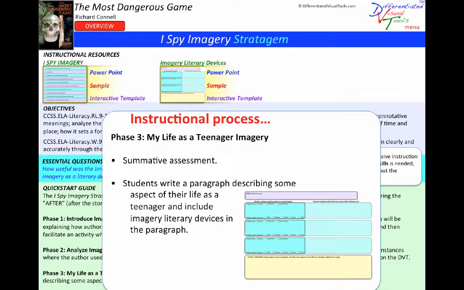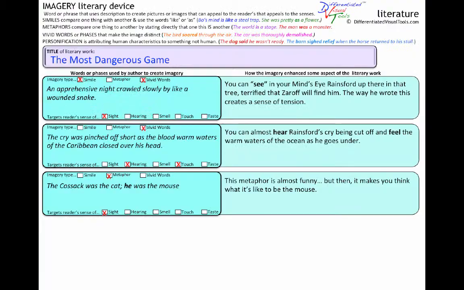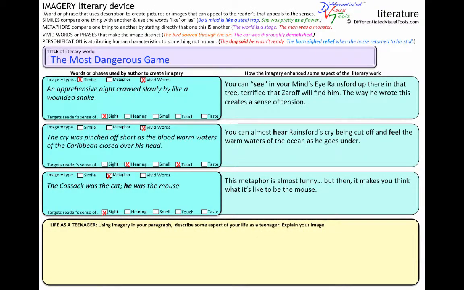In phase 3, this is a form of summative assessment. Students will be asked to write a paragraph that describes some aspect of their own real life as a teenager and include imagery literary devices in the paragraph. That occurs at the bottom of the DVT. The prompt is life as a teenager. Using imagery in your paragraph, describe some aspect of your life as a teenager, and then explain your image.